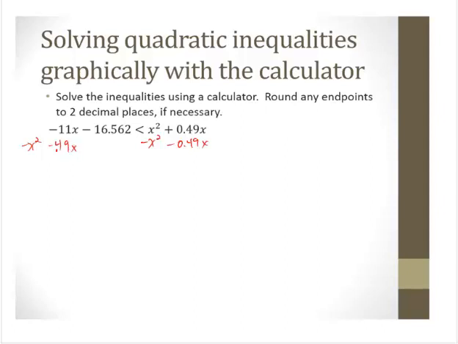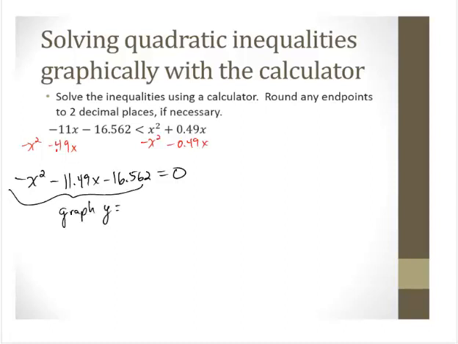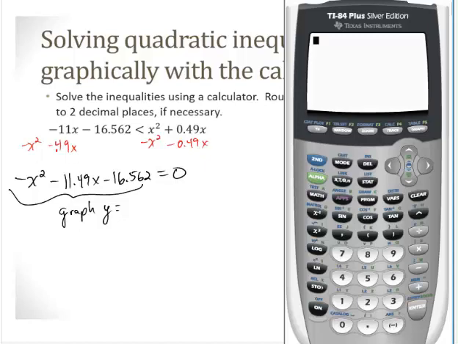Then that would give me equivalently negative x squared minus 11.49x minus 16.562 is equal to 0. Now what I'm going to do is graph this on the calculator. Graph this as y equals, and I'm going to find the endpoints by finding the x-intercepts. All right, so let's see what we have.